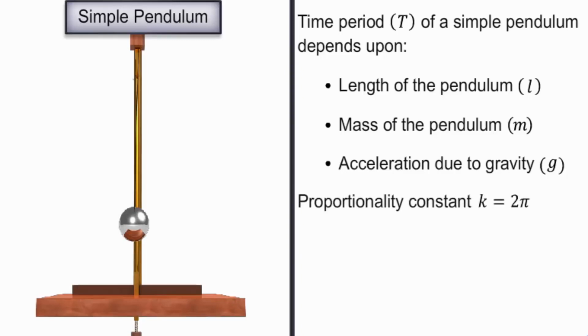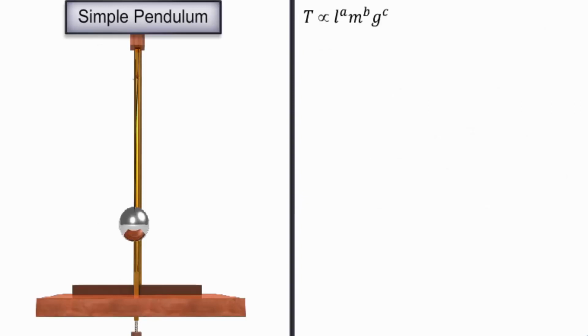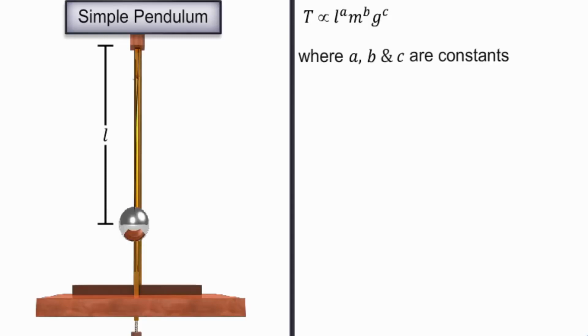We assume that the time period is proportional to L power a, m power b and g power c, where a, b and c are constants. Replacing the proportionality symbol, we get a constant k. Hence, the time period is equal to k into L power a, m power b, g power c.